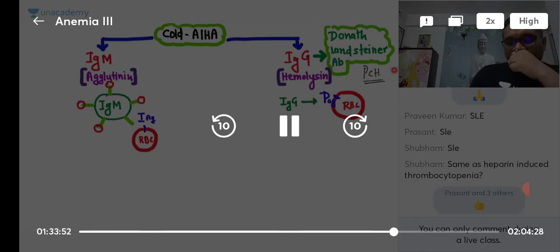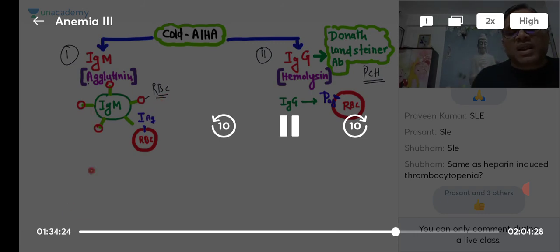Now this is very good. Here you will see the beautiful correlation between the molecule, clinical presentation, and the peripheral smear examination. That will be shown by IgM antibody because it is an agglutinin. So IgM is agglutinating all the RBCs. I'm just showing you an example. They are agglutinating. They are making clumps of the RBC.